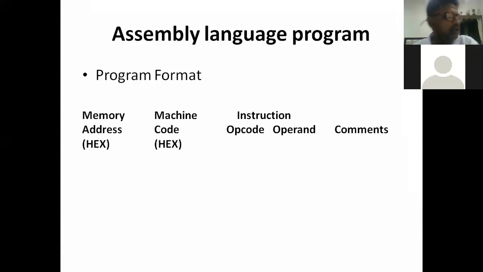So what is the memory address? Memory address is defined by 16-bit binary numbers, which can be converted into 4 hexadecimal digits. Similarly, machine code is also represented in the form of hexadecimal code. Opcode is an operation code, which is the operation which the instruction is going to perform, and operand is the material on which the operation has to be performed, and comments say what the operation is going to do.